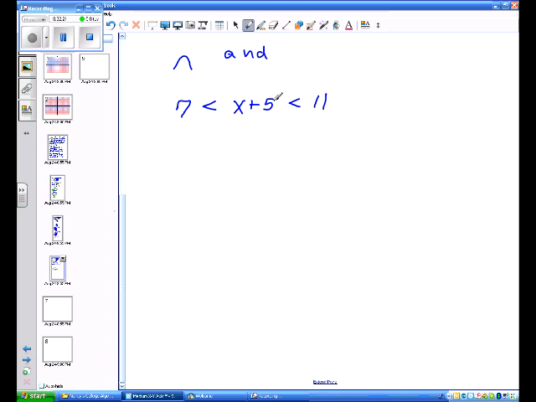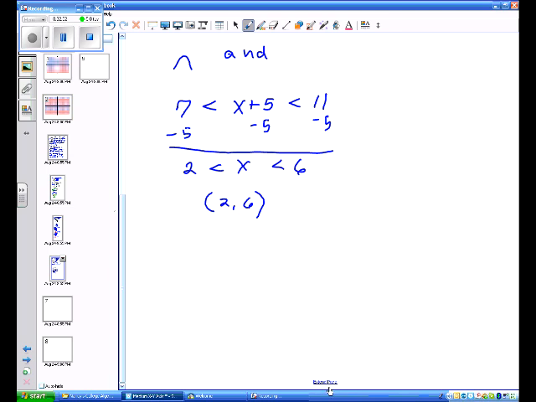So what we do in a compound statement is we look at this and we decide, what do we have to do to solve for x? Well, we would subtract 5. And if we're going to subtract it from one part, we have to subtract it from all the parts. So we're going to subtract 5 from all of those. We're left with 2 is less than x, and x is less than 6. Or in interval notation, (2, 6).